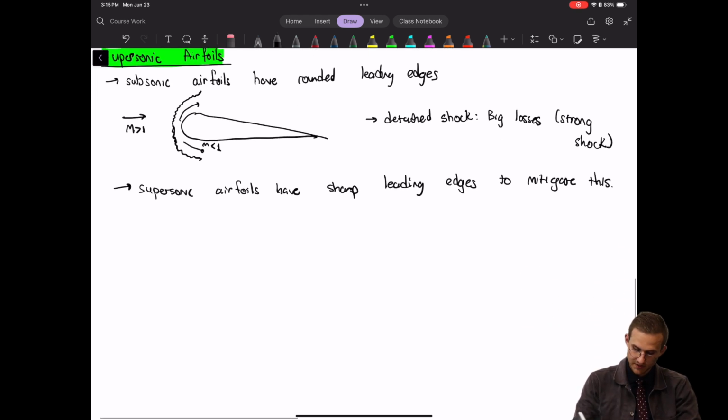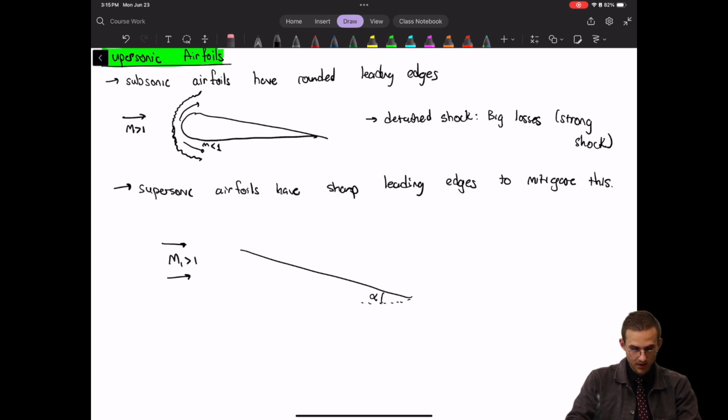Okay, so the limiting case is like a flat plate, which is actually very useful to analyze. Imagine you have a literal flat plate airfoil at an angle of attack, alpha, and you have some sort of incoming flow, M1, which is greater than 1, it's supersonic. And the question becomes, what happens on the top and bottom of this?